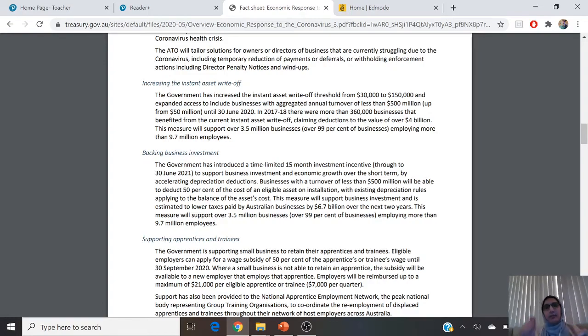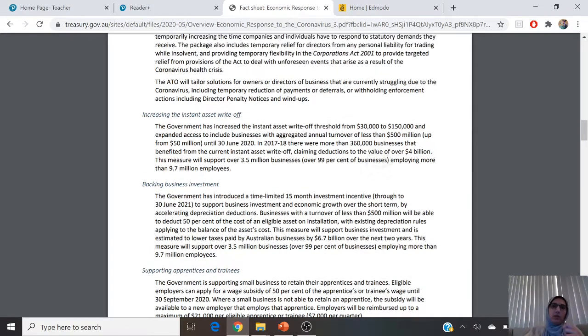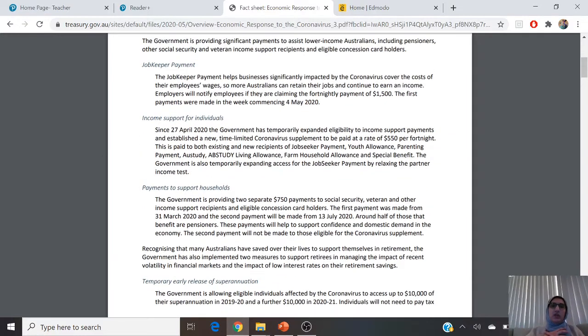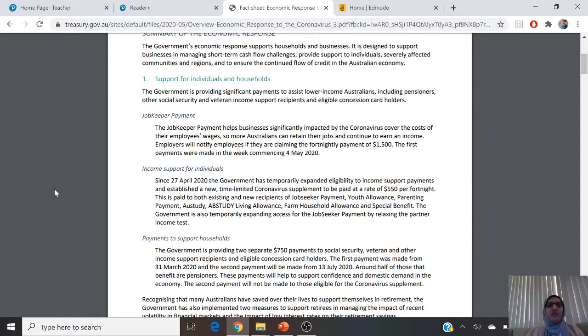This is crazy important for USAs, or just generally for your HSC, because it basically gives you an overview of all the fiscal stimulus that the government has given to the people. And I guarantee you, there's going to be a question about this in the HSC. Firstly, there's JobKeeper. The government gave a fortnightly payment of $1,500.